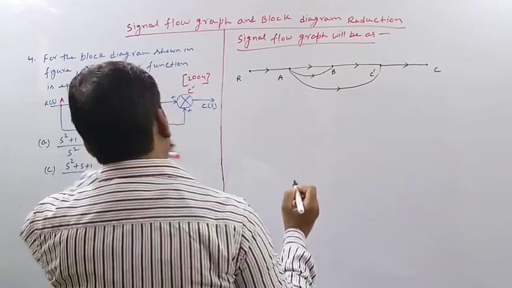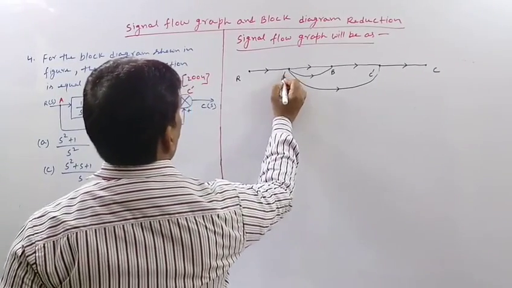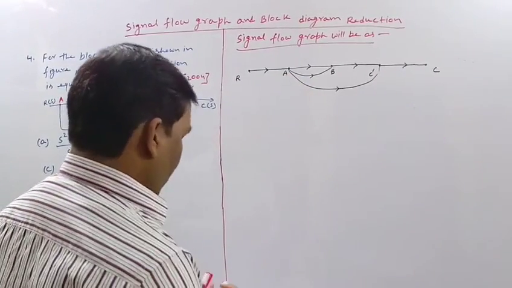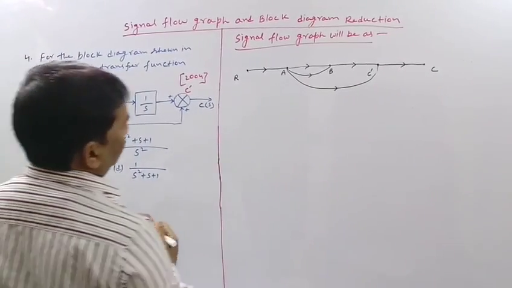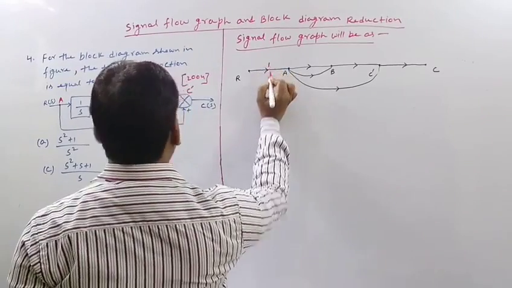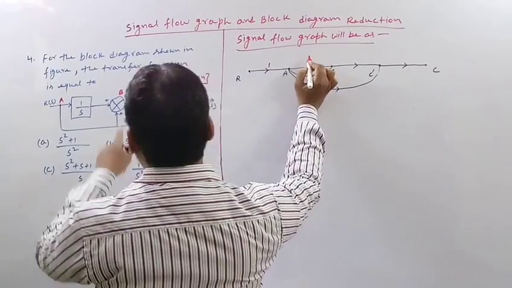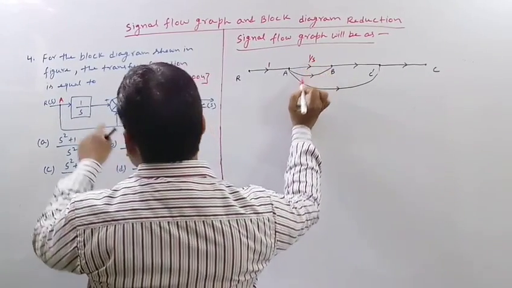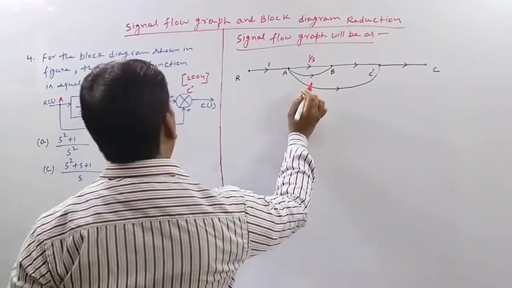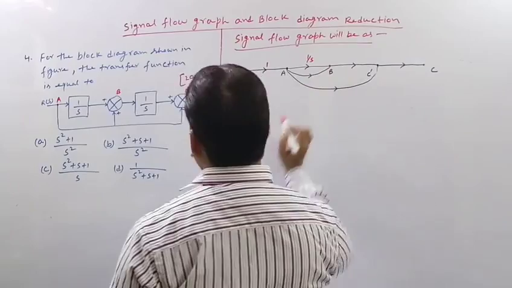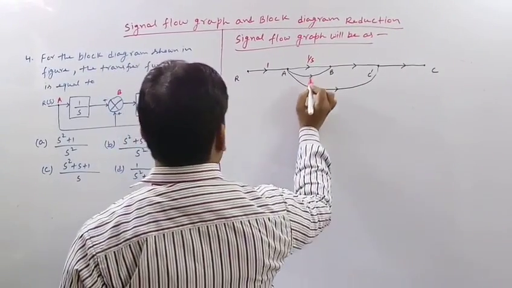Since it is connected with A, let us make it connected with A. Now let us denote the path gains. Between R and A, there is a unity path gain. Between A and B, the path gain is 1 by S. Between A and B, there is one more path, and that path has a path gain of 1.